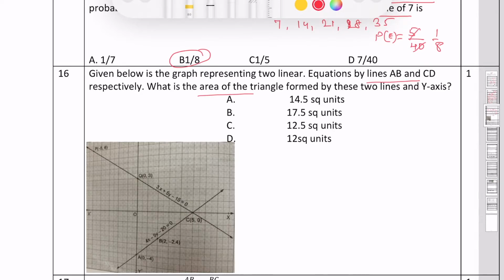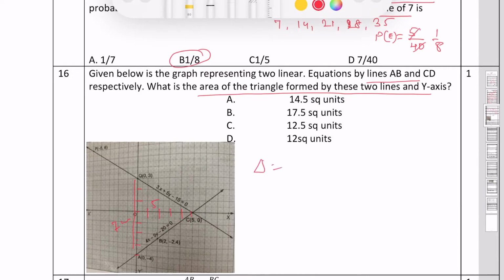Next is a graph of linear equations, and lines AB and CD are there. So what is the area of the triangle formed by these two lines and the y-axis? We can see the y-axis is here. So we count, what is the base? It is 3 here and it is 4 here. Total is 7 units. Now we count the height. It is 5.